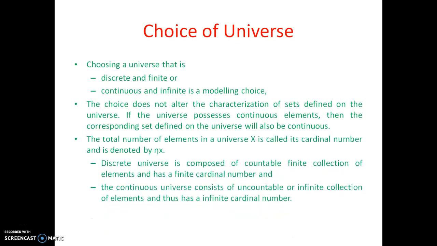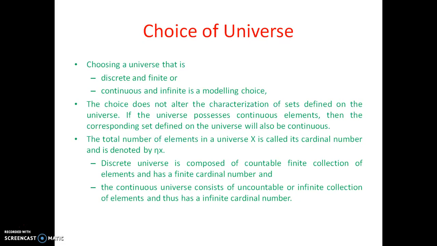Next, this is the definition of cardinal number. The total number of elements in a universe is called its cardinal number, and it is denoted by eta of x. This is a very important point; based on this, we need to solve many problems. The number of elements in the universe of discourse is called the cardinal number, denoted by eta x. Obviously, again, there are two types of universes of discourse.